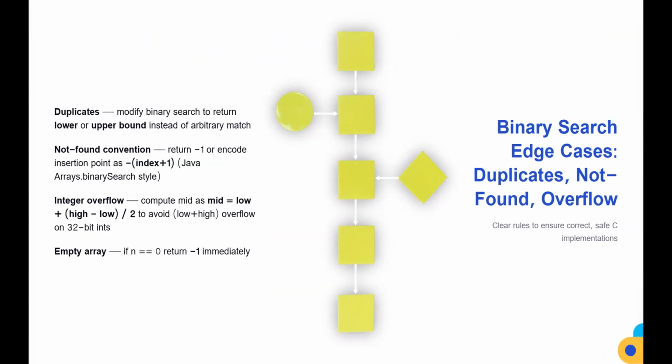And these are the binary search edge cases. First one is duplicates, which we generally tend to encounter in our code. Then the not found convention, integer overflow, and empty array.